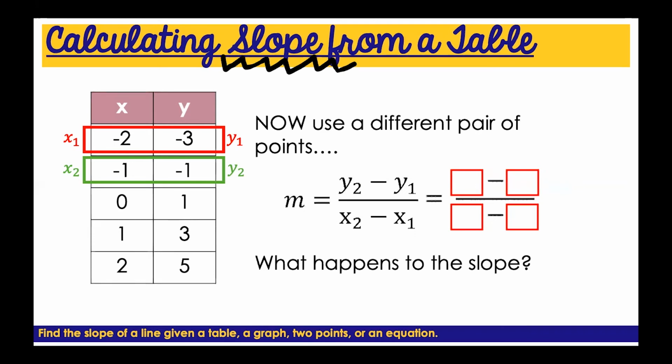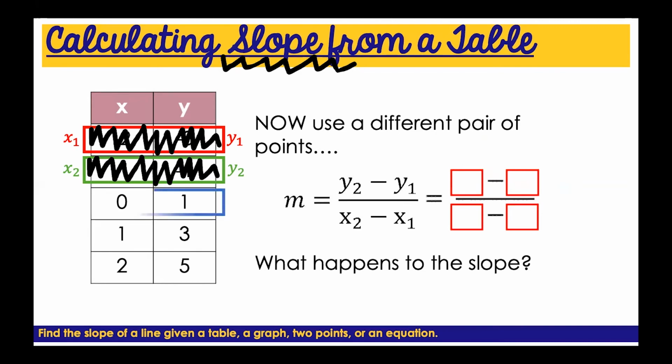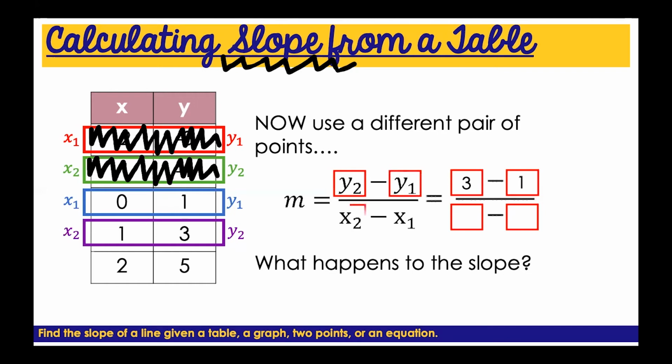Now let's use a different pair of points and see what happens to the slope. I'm going to take those points away. I'm going to go down to the third row of my table, and I'm going to label those points x1 and y1. In my now fourth row, I'm going to label those points x2 and y2. Substitute into my formula, y2 is 3, y1 is 1, x2 is 1, and x1 is 0. So I have 3 minus 1 over 1 minus 0, and that also gives me 2.